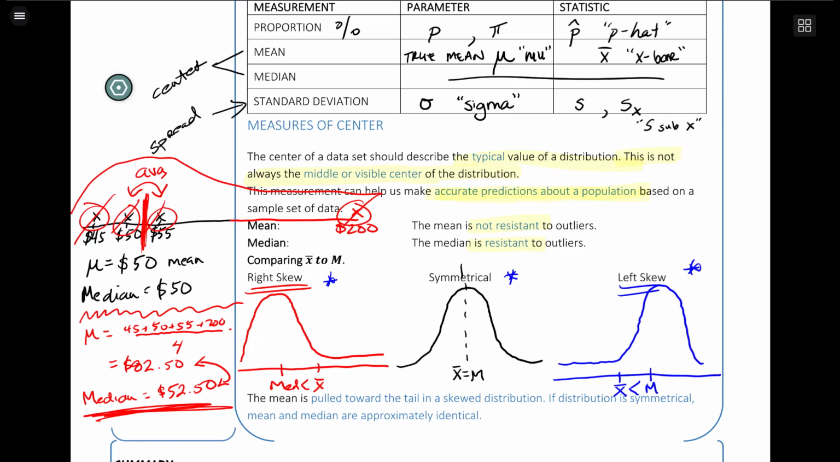One thing we can always know to remember this is that the mean is always going to be pulled toward the tail in a skewed distribution. Okay? That's a good verbal way to summarize it. Your mean is always pulled toward the tail.